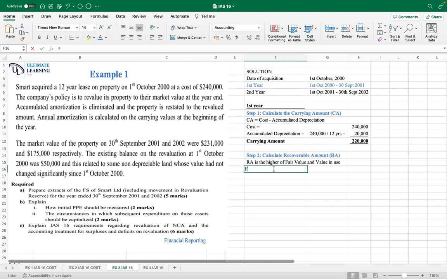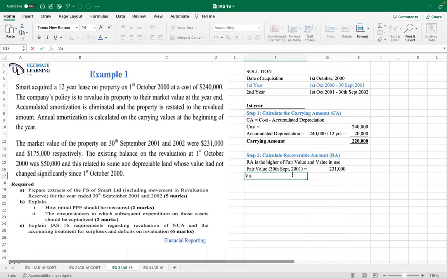Now, what is the fair value? Fair value on 30th September 2001. Let's read this second paragraph. The market value of the property on 30th September 2001 and 2002 was 231,000 and 175,000 respectively. So the fair value is 231,000.